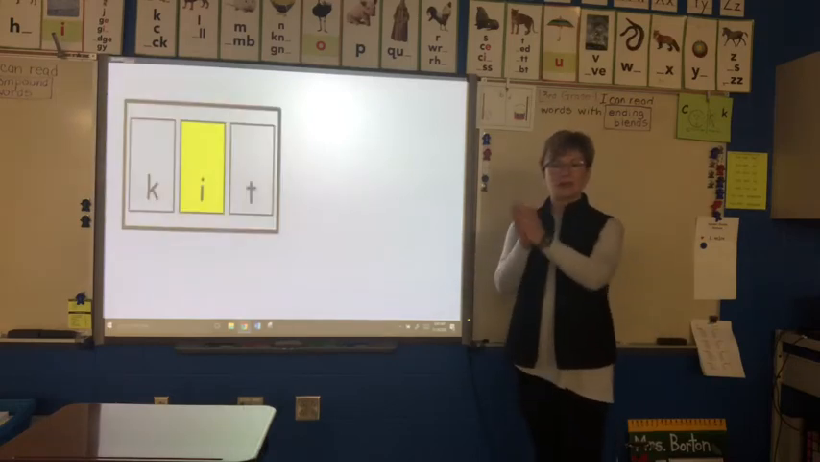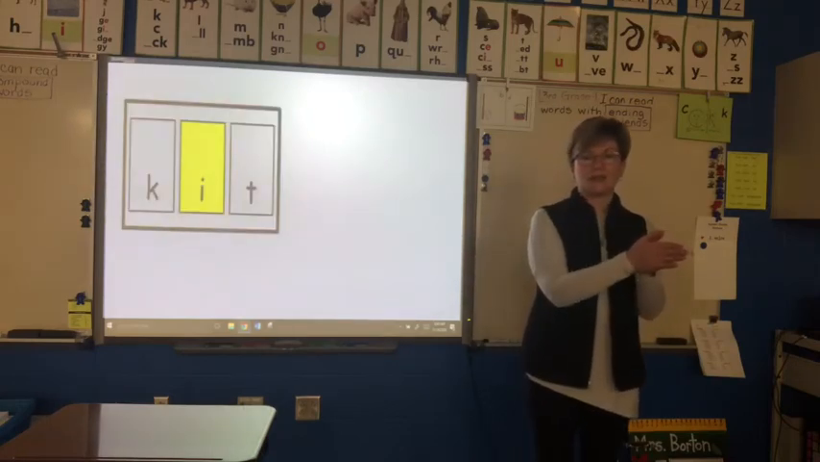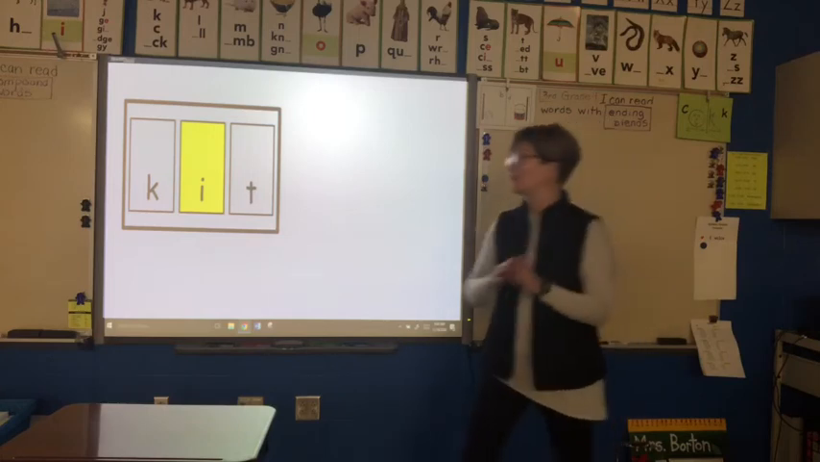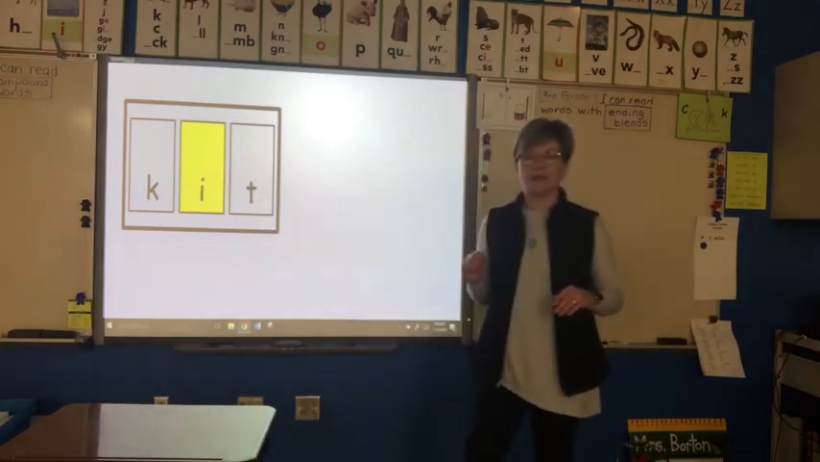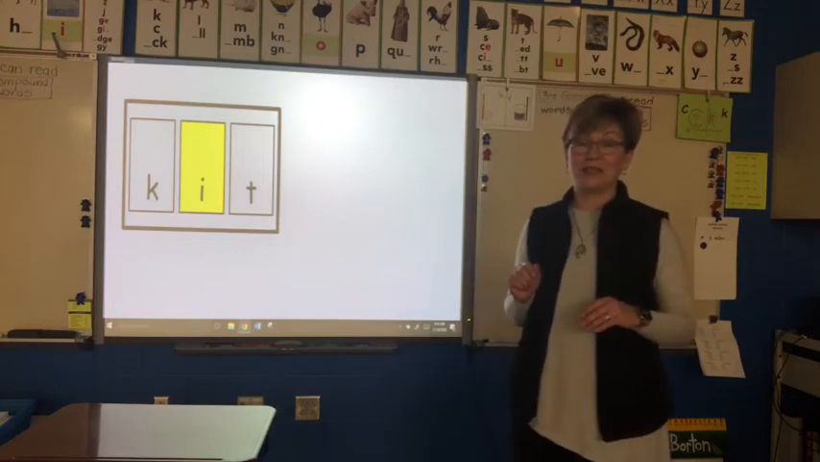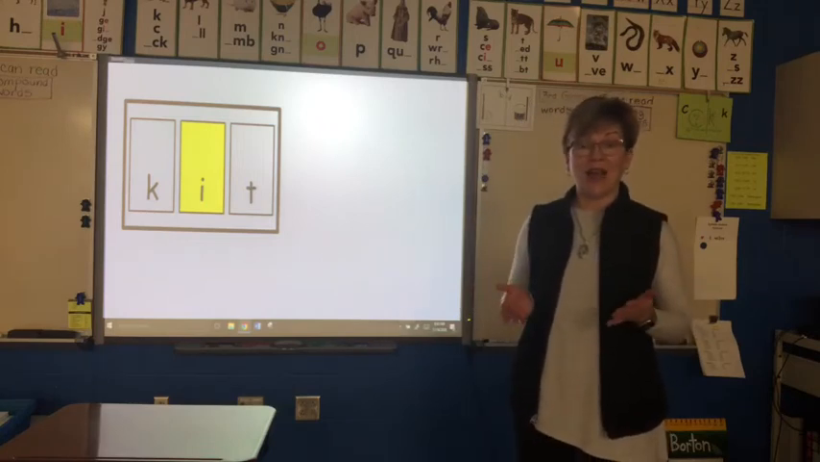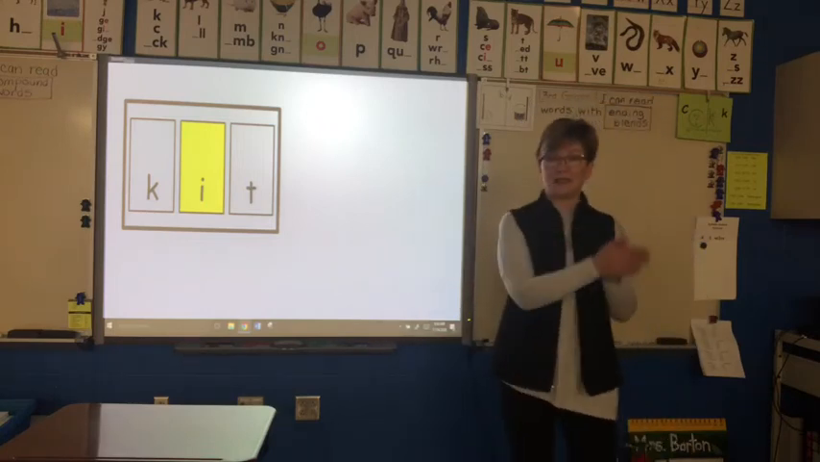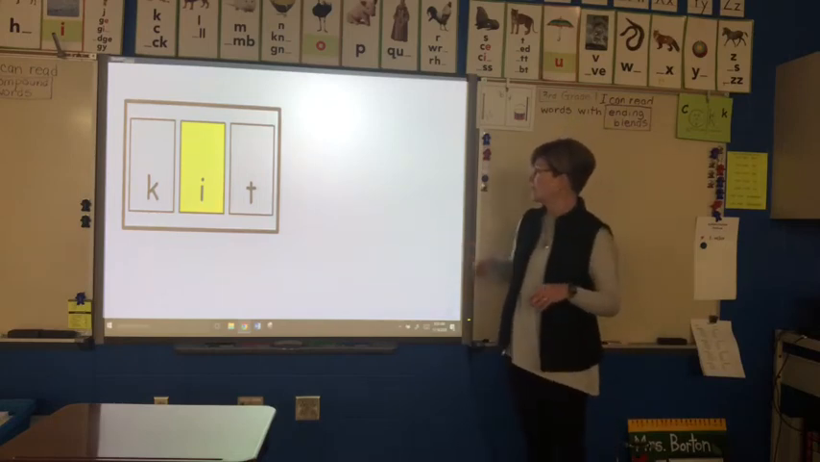Our first syllable is k, it. Do you see a rule in that syllable? What about that K? Yeah, you wouldn't use a C with an I, would you? Because of the cat and kite rule? K, it, kit. Let's take a look at the second syllable.